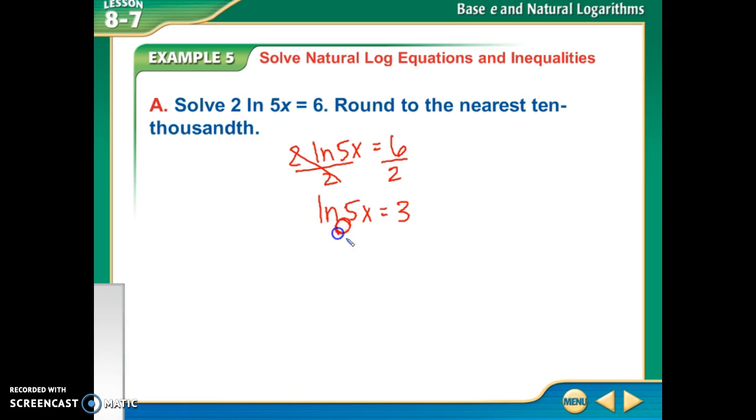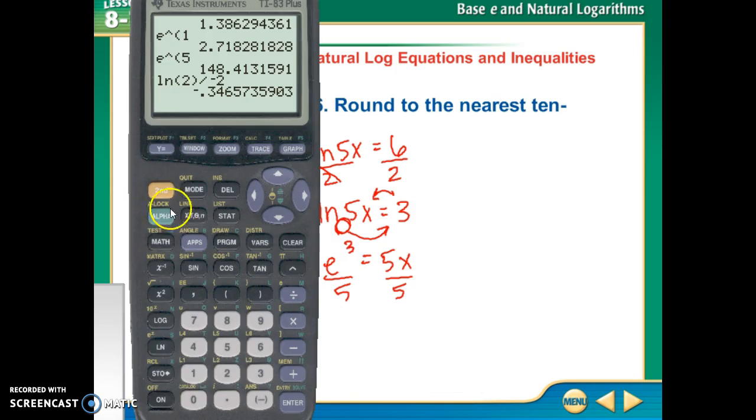All right, so then I start with my base, so e to the third equals 5x, and then to get x by itself, we divide by 5. So then in the calculator, we're going to go second natural log to the third, close that parentheses, and then divide it by 5. So we get 4.0171.